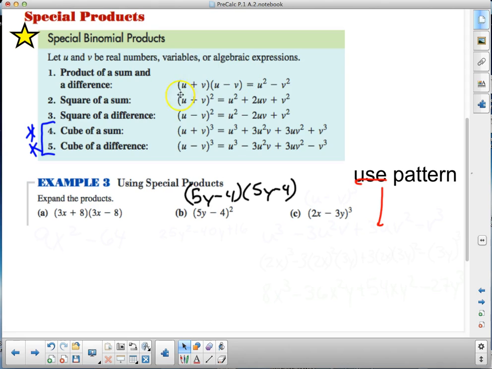Now, using special products. Use the special products we just looked at up here, and we're going to use the pattern. When I say use the pattern here, I'm talking about using the cube of a sum or cube of a difference, and oh gosh, it's a cube of a difference here. Okay, and this one's the square of a difference. And this one, we're just going to do the product of the sum and difference. So if I'm going to do the product of the sum and difference, I'm just going to go 9x squared minus 64. Okay.